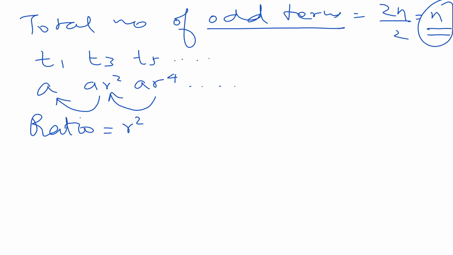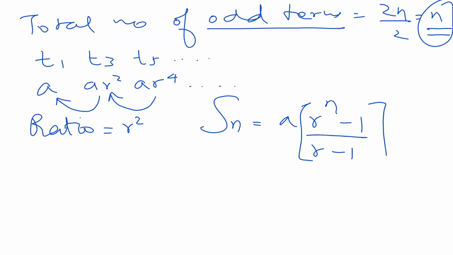Second term divided by the first term. So the second term is T3 over here. So the ratio is r square. So we'll find out the sum of all odd terms. Same formula: Sn equals a into r raised to n minus 1 upon r minus 1.